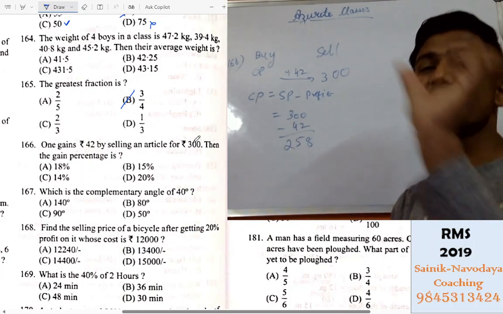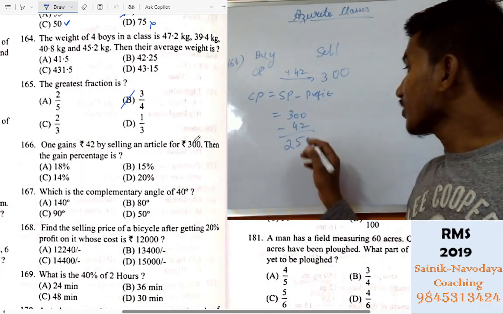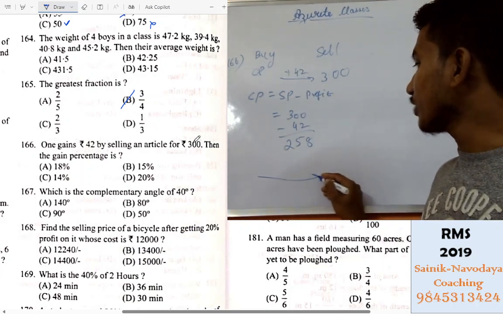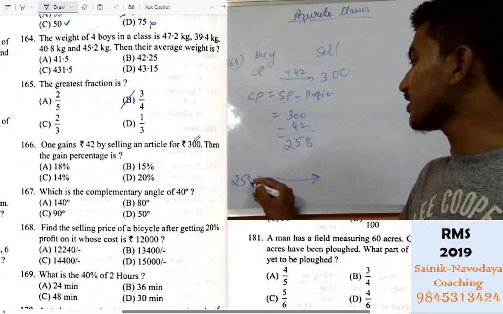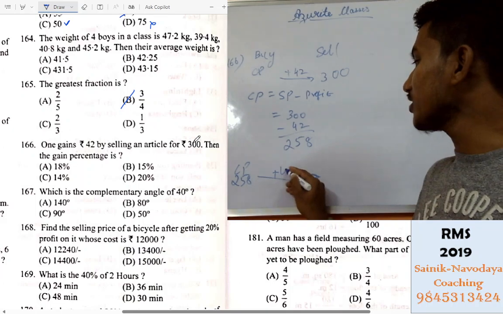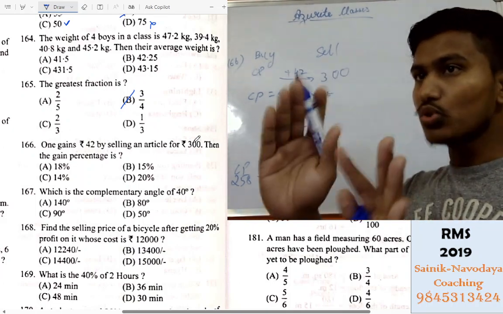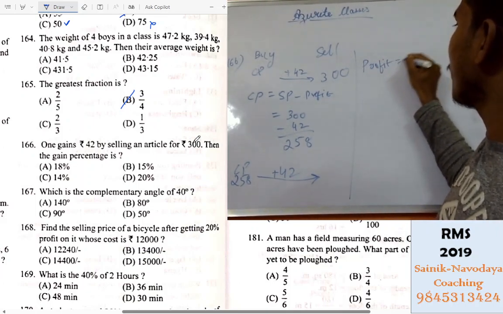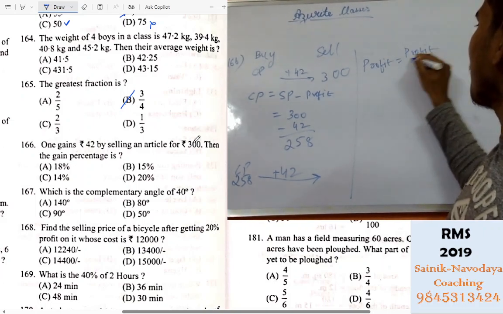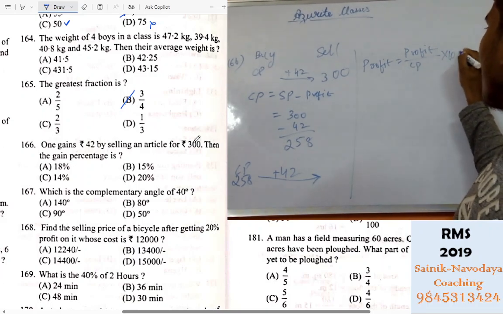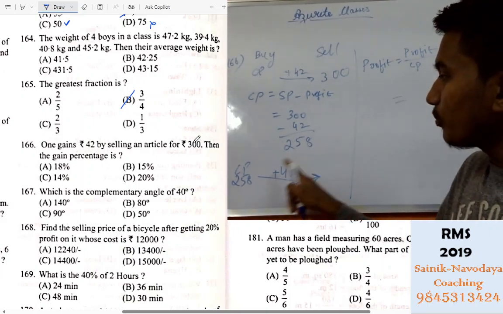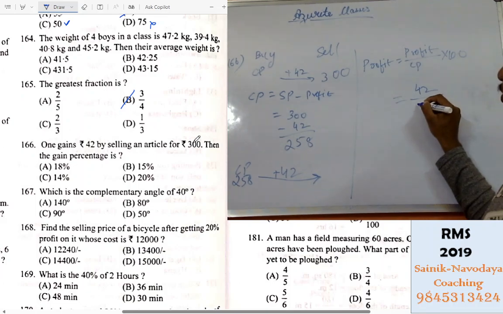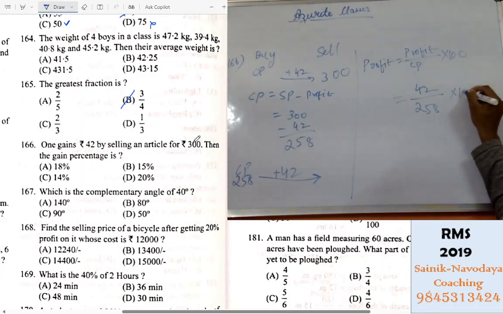Now we have to find the percentage. Write it once again. The cost price is 258 rupees and the profit is 42 rupees. Now to find the profit percentage, we should divide profit by cost price into 100. So 42 rupees on cost price of 258 into 100 we have to do.